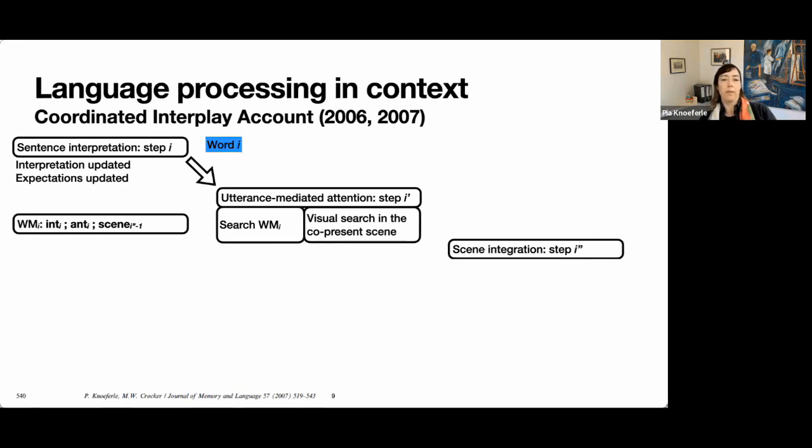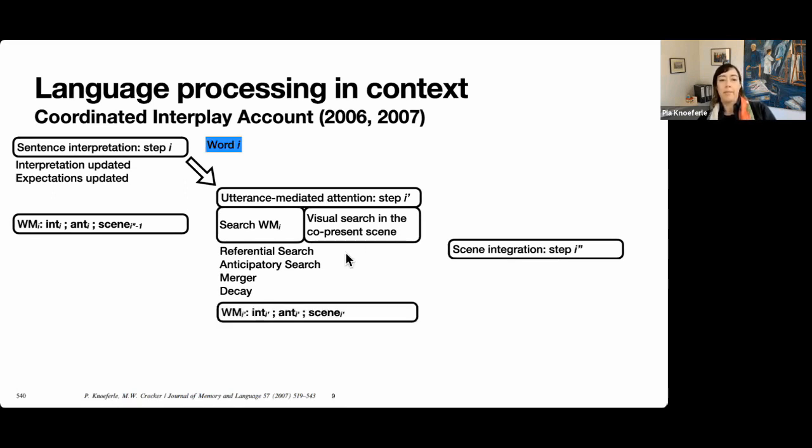And this could be overlapping, right? Not strictly serial, utterance-mediated attention. So you've got an interpretation, an expectation, that can guide your attention, your searching, working memory internally, but also looking at things that are around you. You might merge new scene information as you see it, and if scene information is no longer present, the representations of it may decay. You're again keeping track of things in your representations in working memory, is the assumption here.